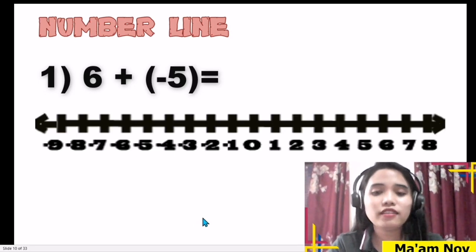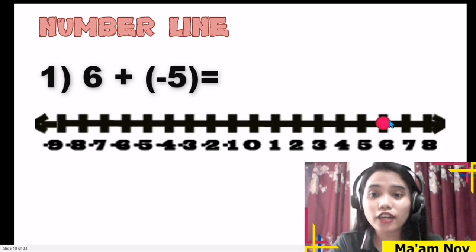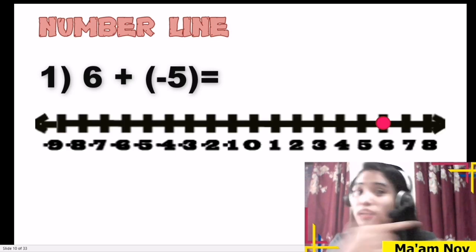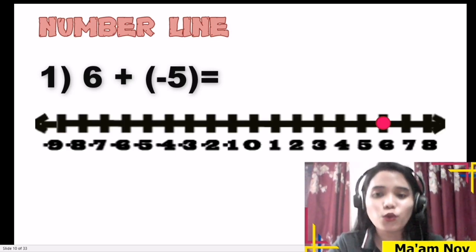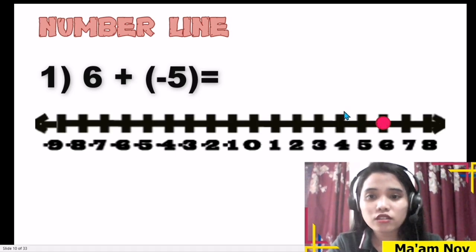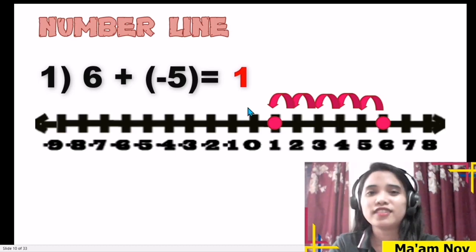Using this number line, okay, so sabi 6. So we will draw a dot here. Okay, so sa 6 tayo mag-draw ng dot. And then plus negative 5. Kapag negative class, jump tayo patungo sa left side. Okay, so since 5, we will jump 5 steps to the left. So we have 1, 2, 3, 4, 5. Okay? And nagland tayo sa positive 1, which means ang sagot is positive 1. Di ba very easy lang?